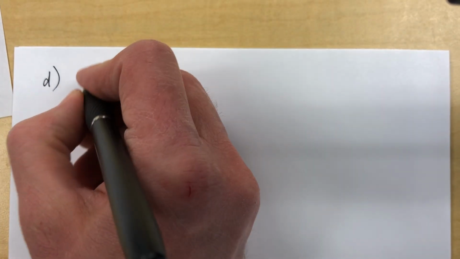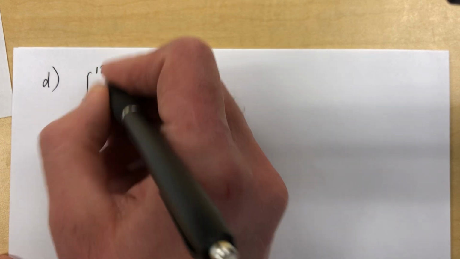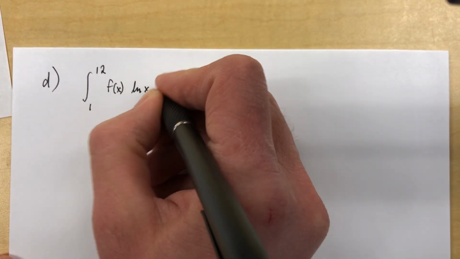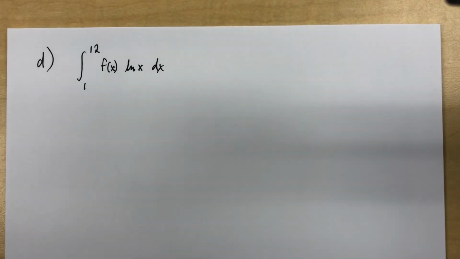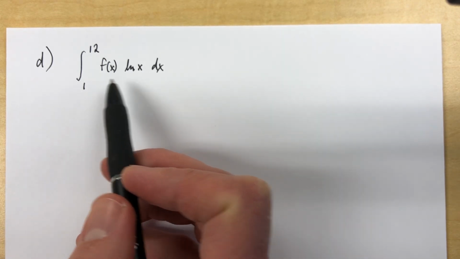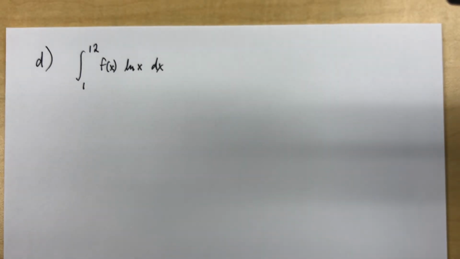Part D asks us to find the value from 1 to 12 of f of x times the natural log of x dx. Okay, here's what I noticed, without even going any further. We are taking the integral of a couple things that are multiplied together. And because they are multiplied together, we really kind of have, I don't want to call it a product rule, but we are going to treat it using integration by parts, which is an extension of the product rule.